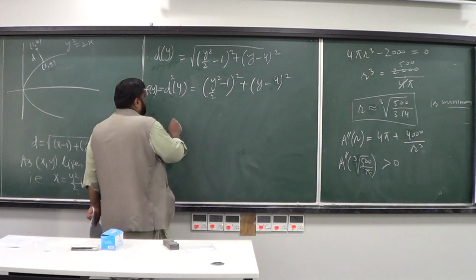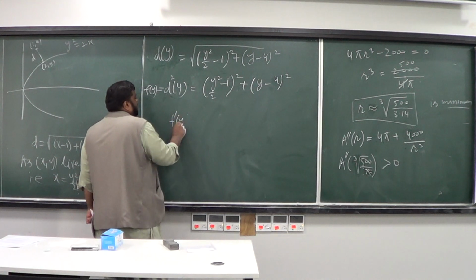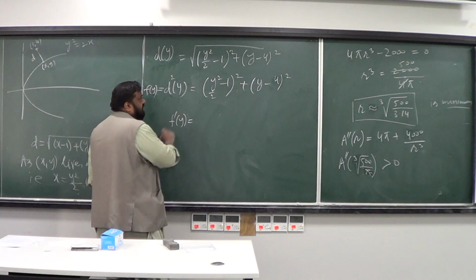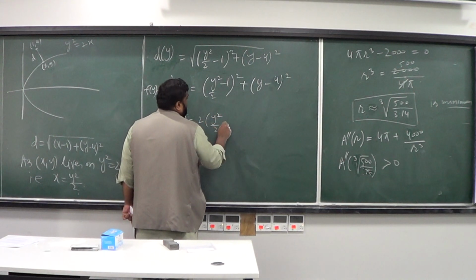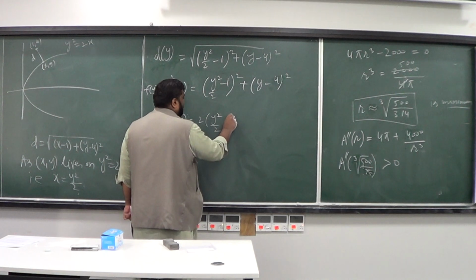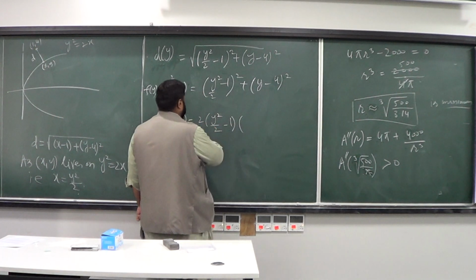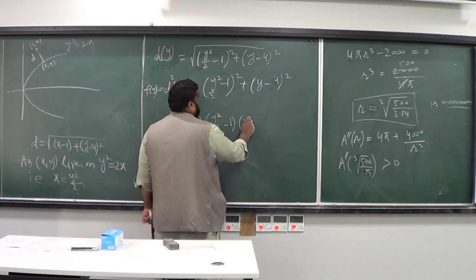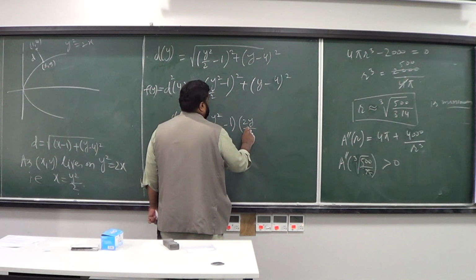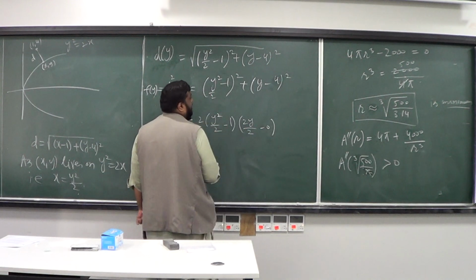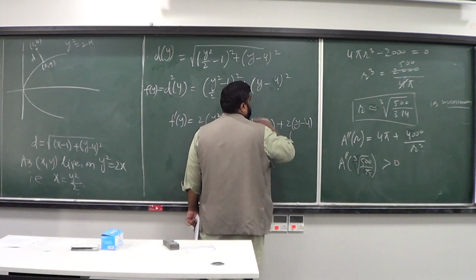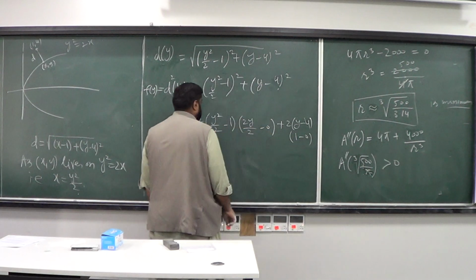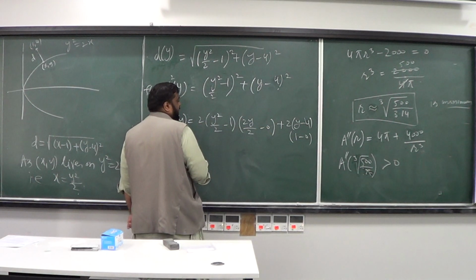So in order to find the minimum, we need to differentiate it. So when you differentiate this, you're going to get 2 times y square over 2 minus 1, with respect to y. So this is going to be 2y divided by 2 minus 0, plus 2 times y minus 4 times y minus 4's derivative, so 1 minus 0.